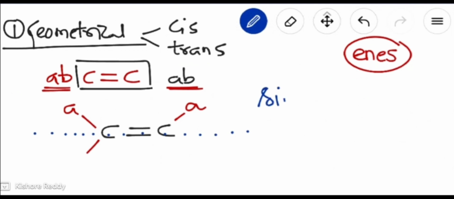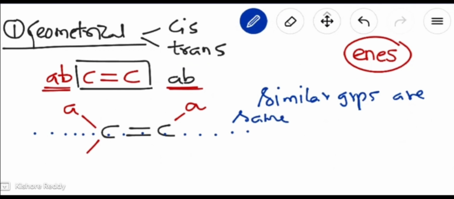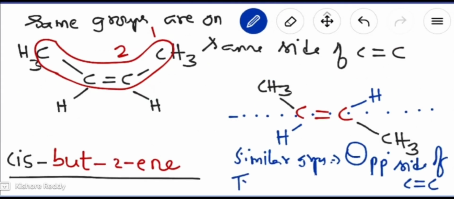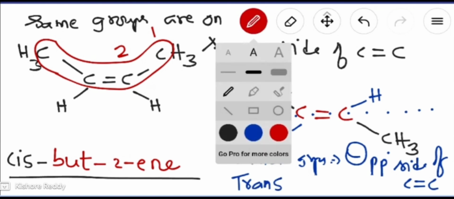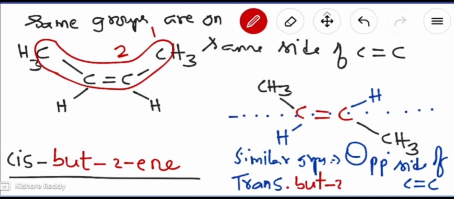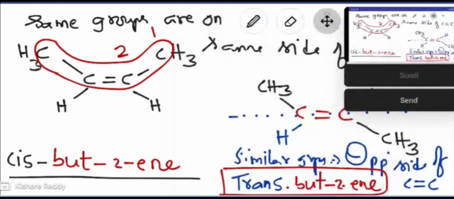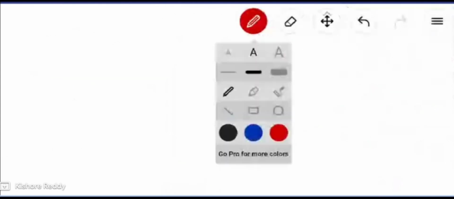If similar groups are on the same side of the double bond, now you call it trans, and the name will remain the same, but-2-ene. Is everyone clear? Any doubt in this? Can I give you one more example?